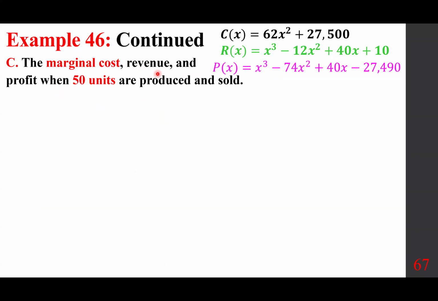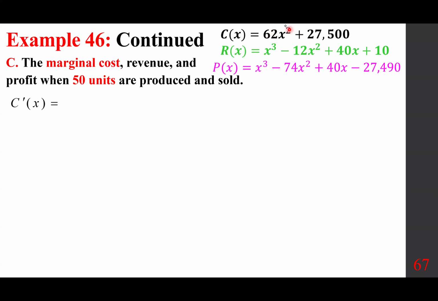The marginal cost, revenue, and profit when 50 units are produced and sold. And reminding you, here's the cost function, revenue function, profit function. Marginal in business refers to differentiation. So when we say marginal cost, that means C prime. Marginal revenue, that means R prime. Marginal profit, that means P prime.